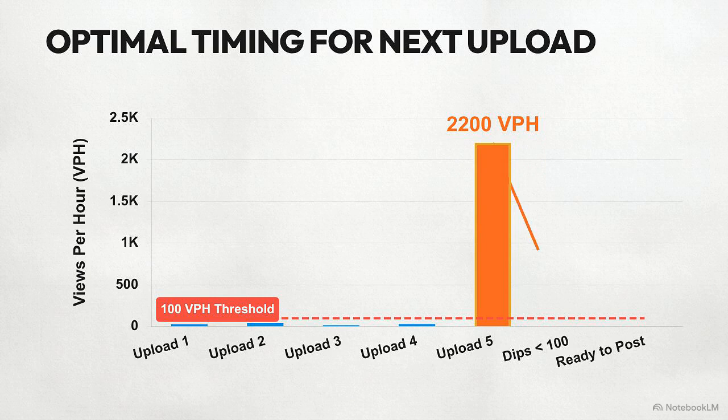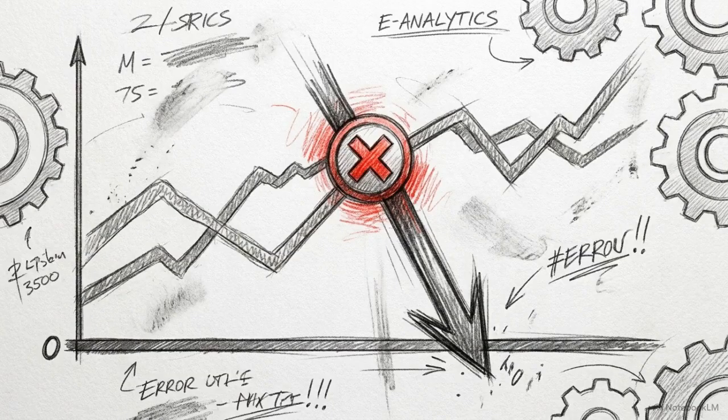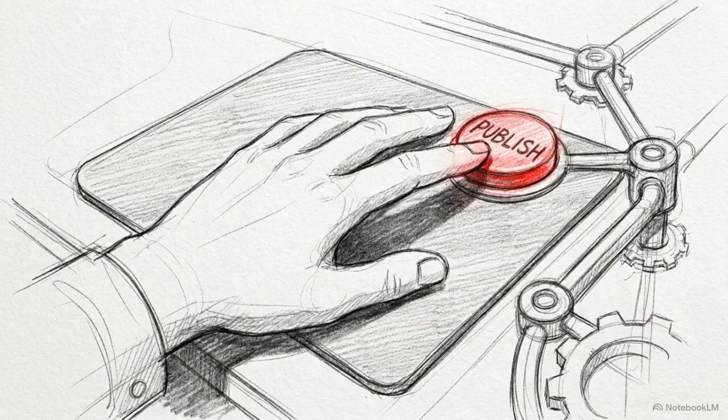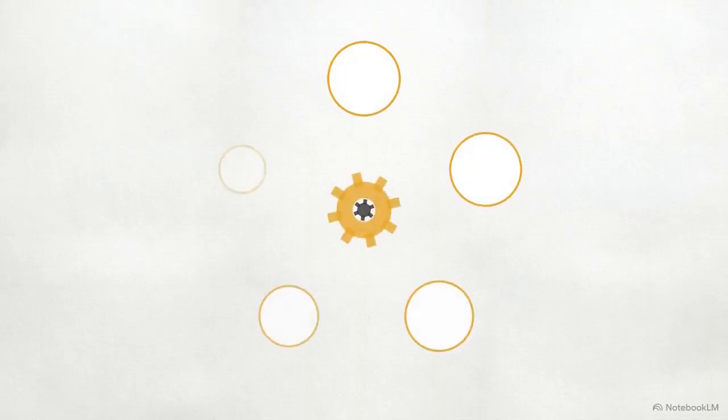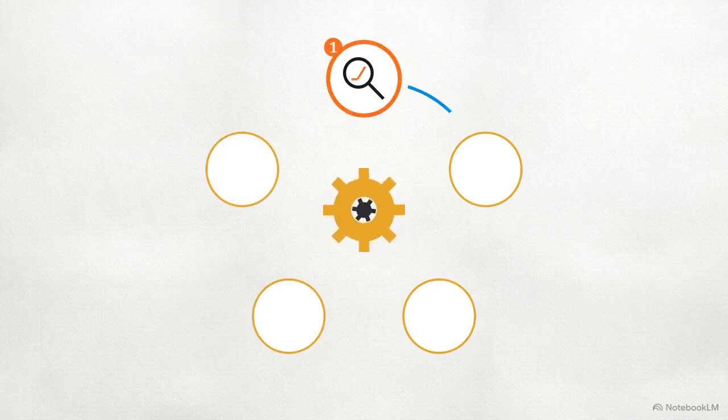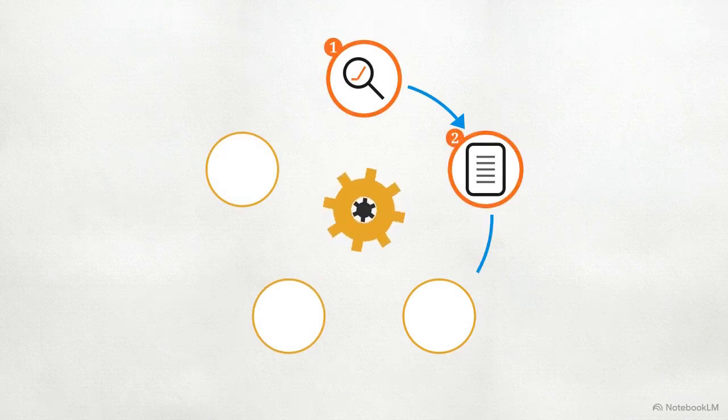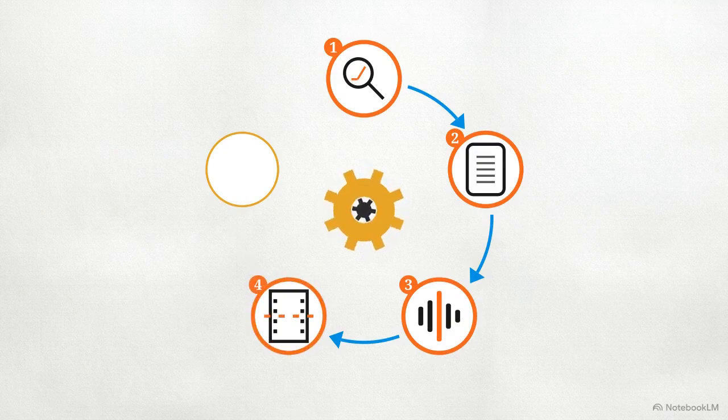Monitor your real-time analytics and only post the next video when the current one dips and stays below 100 views per hour for 12 consecutive hours. Uploading a new asset while a previous video is still gaining momentum can overwhelm the algorithm's data collection and stop your current growth cycle. Mastering the algorithm requires the discipline to let your data mature rather than rushing new content into the feed. The engine is now complete, identifying trends, generating structured scripts, enhancing audio, automating the edit, and respecting the algorithm's pacing.